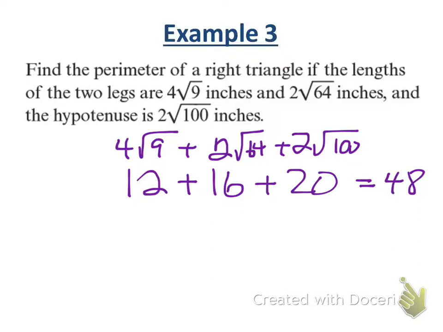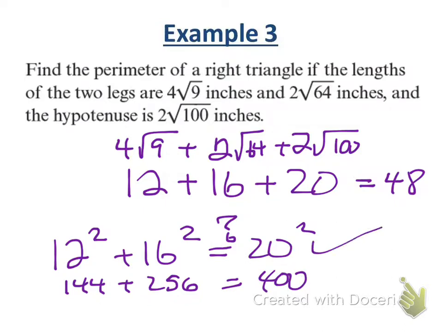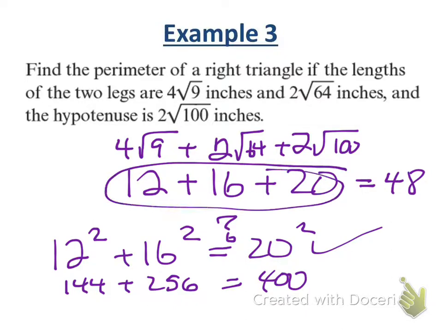Now, did they lie to us? Is 12, 16, 20 a Pythagorean triple? Is 12 squared plus 16 squared equal to 20 squared? This is 144 plus 256, and that does equal 400. Okay, just making sure they gave us a valid problem. You could tell right away because they're in the ratio of 3 to 4 to 5. If you multiply that by 4, you get 12, 16, 20.